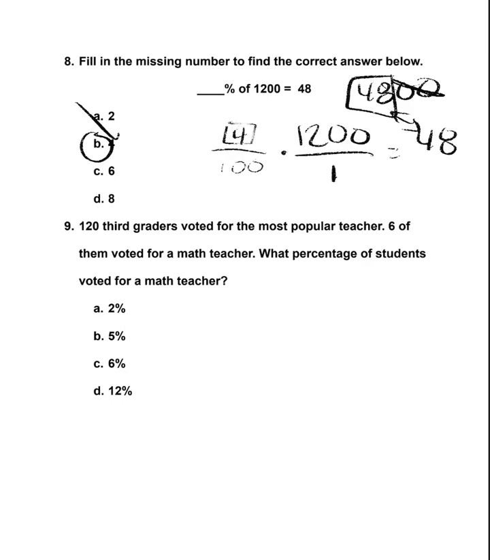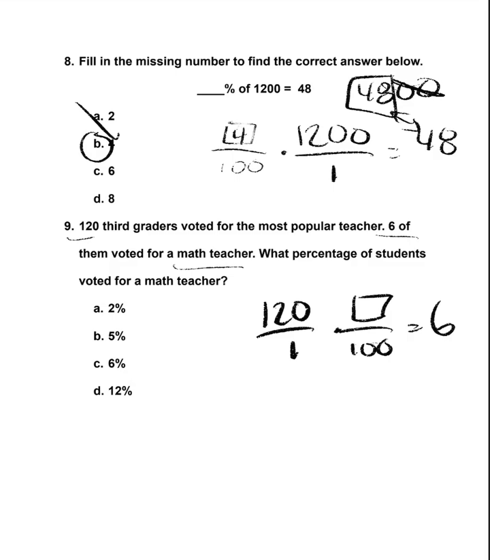9. 120 third graders voted for the most popular teacher. 6 of them voted for a math teacher. What percentage of students voted for a math teacher? So 120 over 1 times blank over 100 is equal to 6.